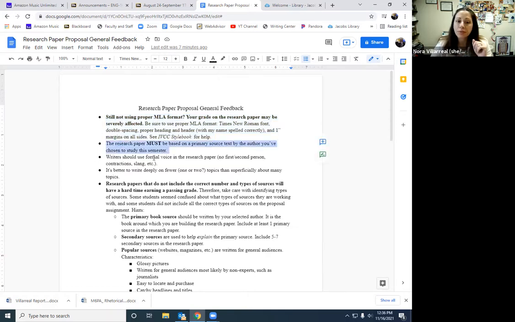Next up, do keep in mind that the research paper must be based on a primary source text by the author that you have chosen to study this semester. I did have a few students in class who turned in a research paper proposal on topics that were completely outside of what we've talked about this semester, things more related to science and history and psychology. Not that any of those topics could not be related to your text, but it was really clear that some students missed the boat that you needed to be basing the research paper on a primary text by your author. So if you need to discuss that with me, please get in touch with me soon.